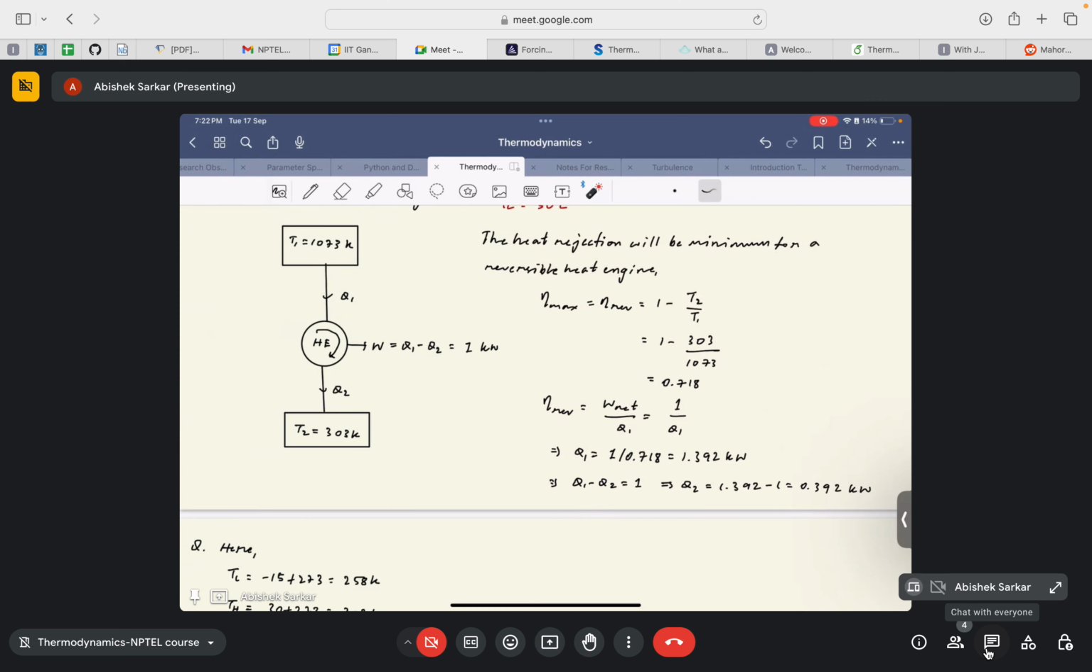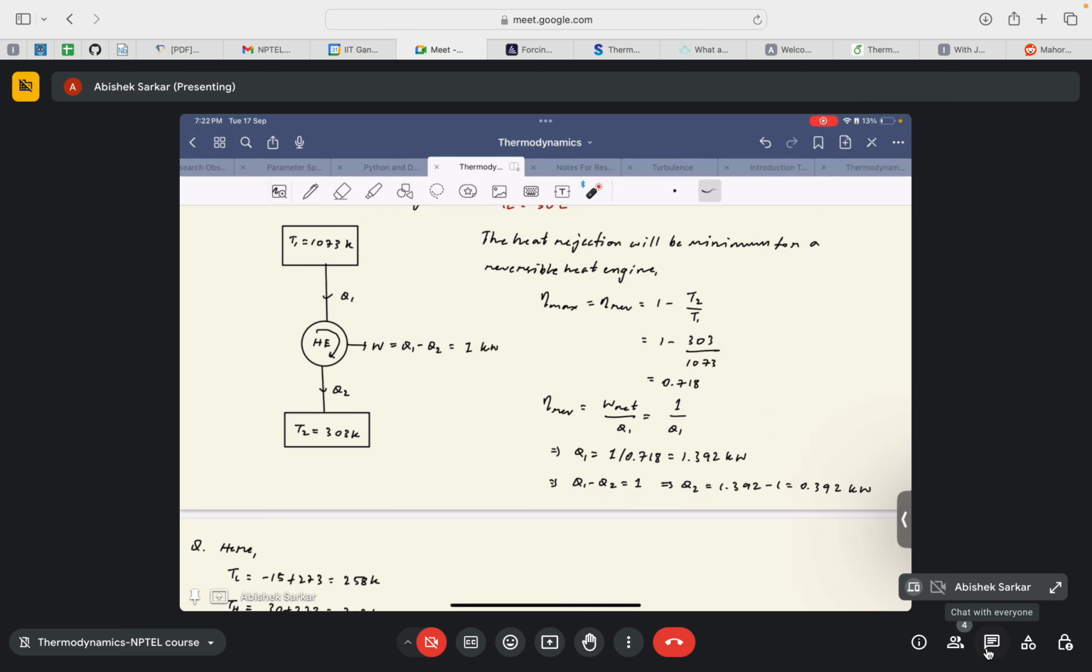And then we need to find Q2 or QL. So we know that Q1 minus Q2 is the net work interaction, or Q1 minus Q2 is equal to 1. So from here we can get Q2 as Q1 minus 1, so 1.392 minus 1, so Q2 or QL is 0.392 kilowatt. Okay, so I hope this is clear. It's quite a simple problem.